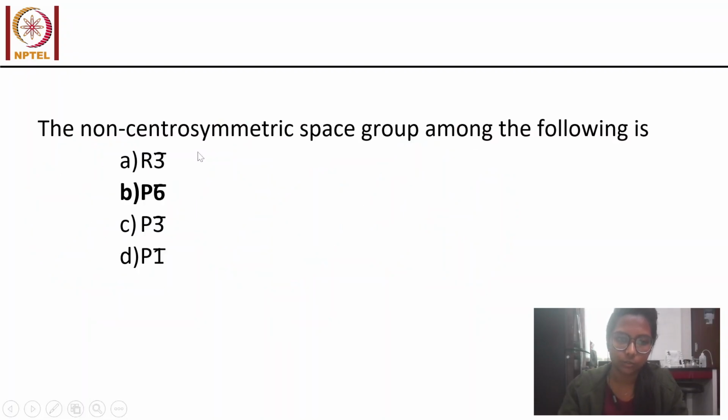So, for this question, the non-centrosymmetric space group among the following, the correct one will be this P6 bar. So, what option did you give? Okay, but why?